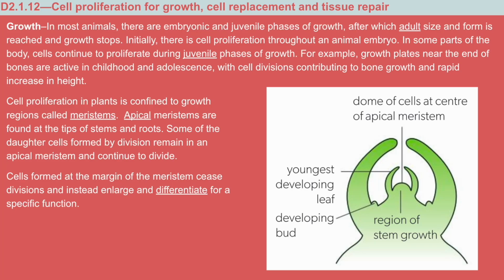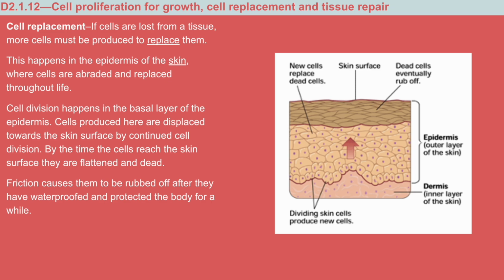Now, in plants, we have growth regions called meristems. Okay, here's an apical meristem. It's found at the tip of stems and roots. Okay, some of those daughter cells are going to just continue to divide in these locations. Okay, and the cells that are produced will differentiate for a specific function.